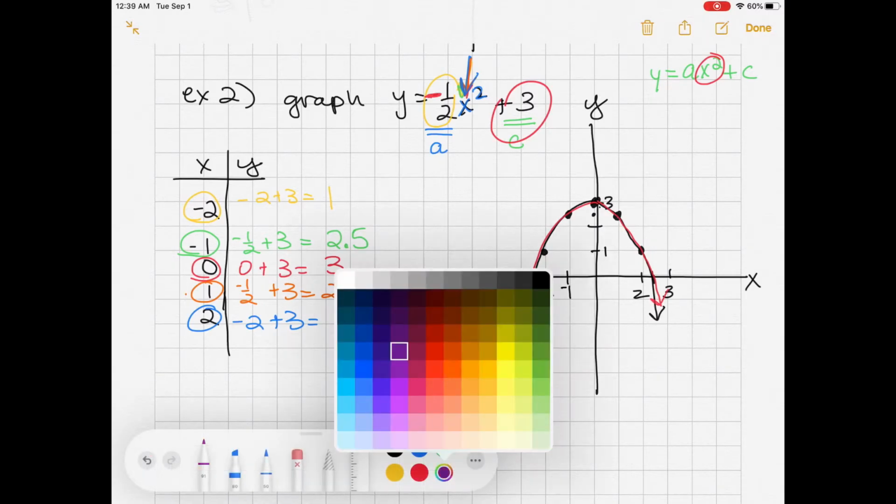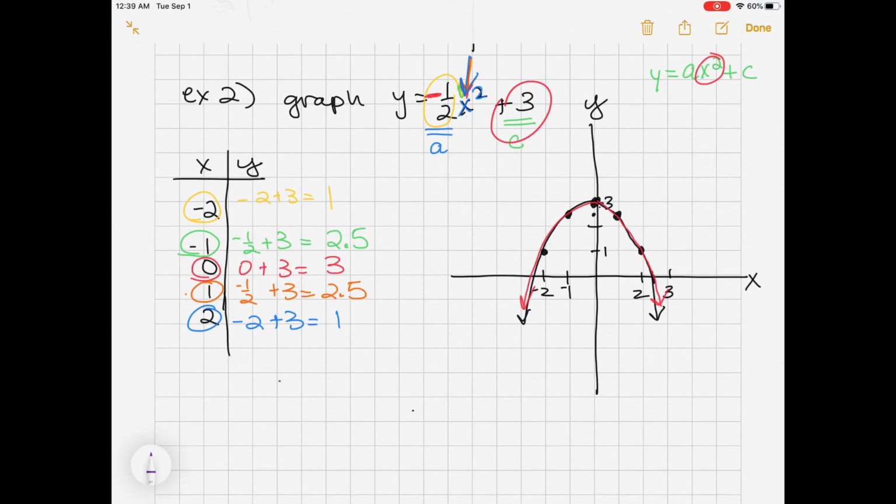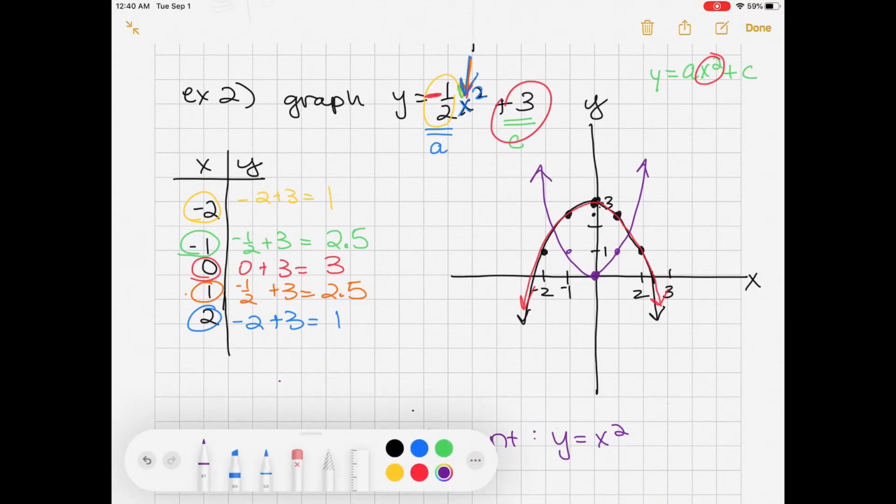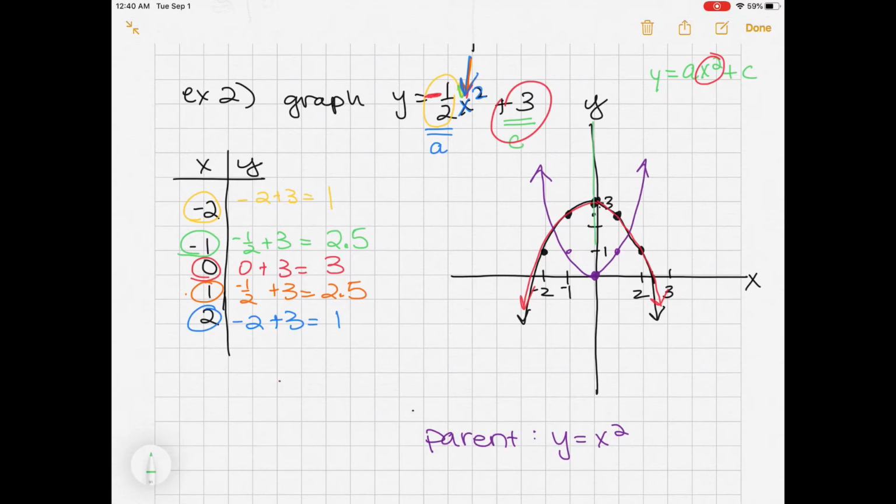Now let's go ahead and compare what this looks like compared to the original parent function. Now remember, the parent function was just y equals x squared, right? And when we did that, started at 0 and it came up this way. Okay, so how are these similar and how are they different? Well, they both have that U shape, right? They both have the same axis of symmetry right down the middle. So the abbreviation for that is AOS, axis of symmetry at x equals 0. Okay, but how are they different?